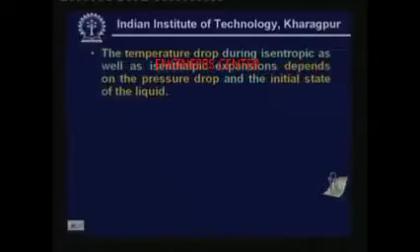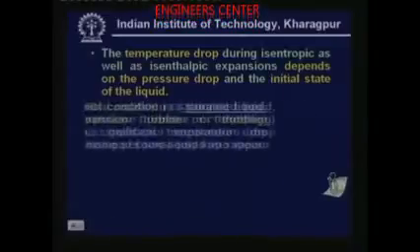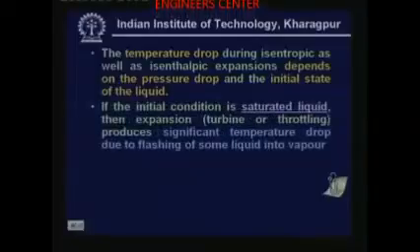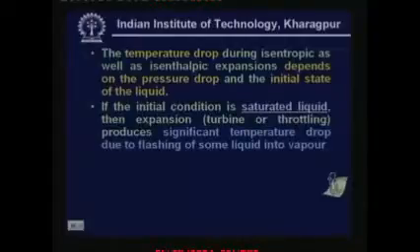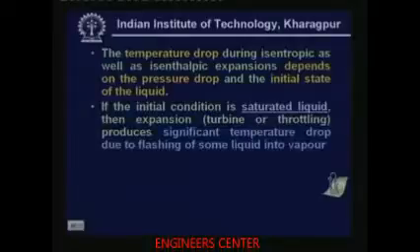Now, we are more interested in the temperature drop. The temperature drop during isentropic as well as isenthalpic expansions depends on two things. One is the pressure drop, and the second one is the initial state of the liquid. Of course, it also depends upon the nature of the liquid. So, if you are fixing the liquid, this depends on the pressure drop and the initial state of the liquid. Let us see how these two factors affect the temperature drop. If the initial condition is saturated liquid, then expansion, whether using a turbine or a throttling device, produces a significant temperature drop due to flashing of some liquid into vapor.